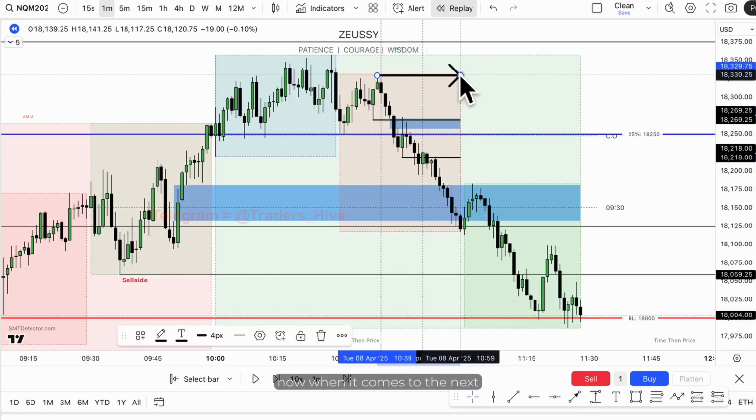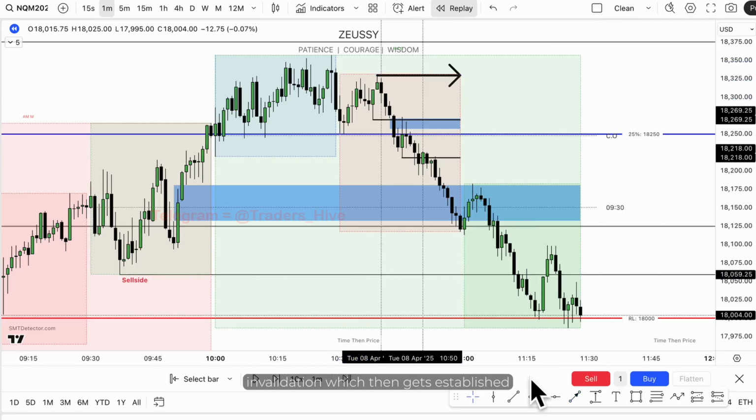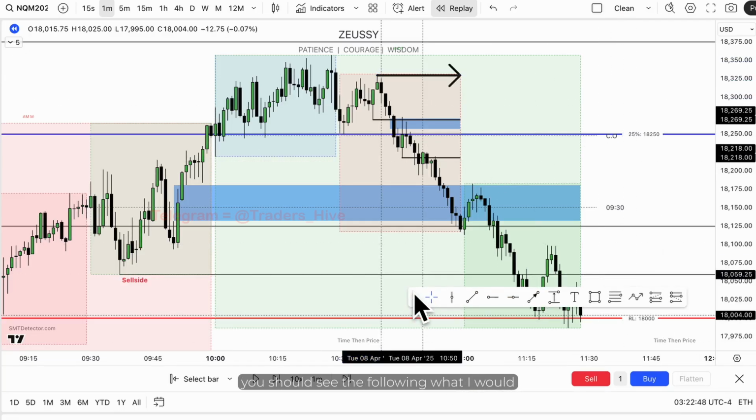Now, when it comes to the next invalidation, which then gets established, you should see the following. What I would like to see is that when the market reprices lower and it takes out the low which set up the retracement into the imbalance, we want to see this high remain intact, the high which formed inside of the CB. And the reason why is because if we would see CB high and then displacement above that high, that would actually be a bullish market structure shift, especially when a BC gets created.